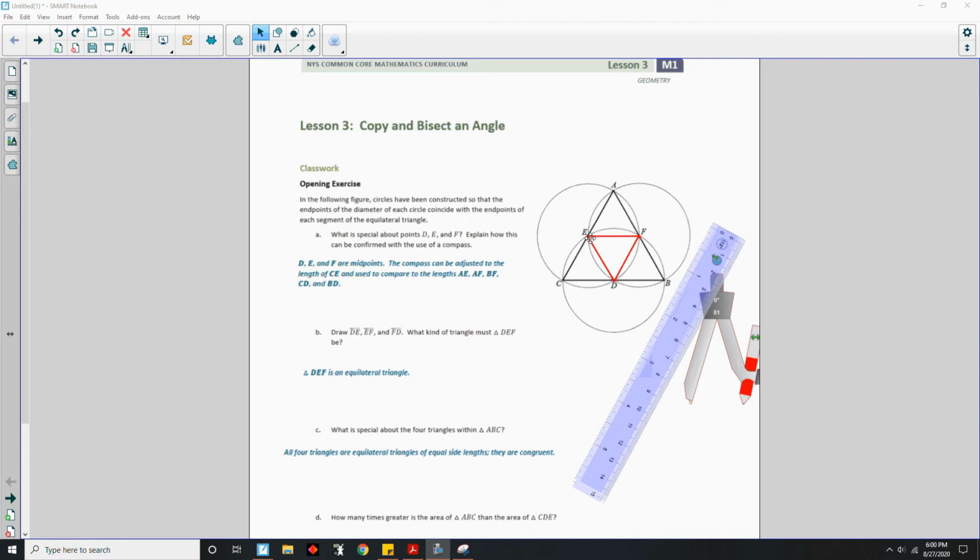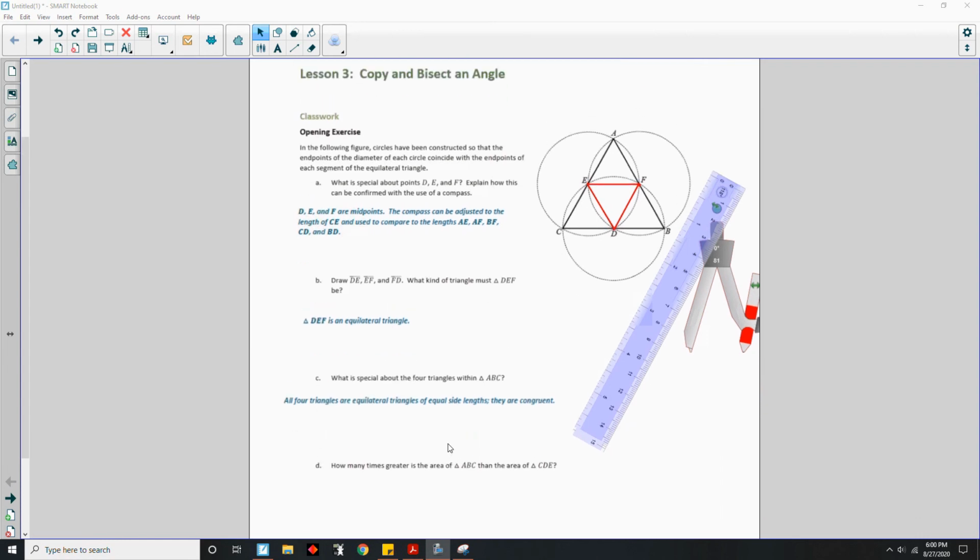CE is a radius of circle E. EA is a radius of circle E. AF is a radius of circle F, and it's congruent. They're all congruent. D says, how many times greater is the area of triangle ABC, the big triangle, than the area of triangle CDE?